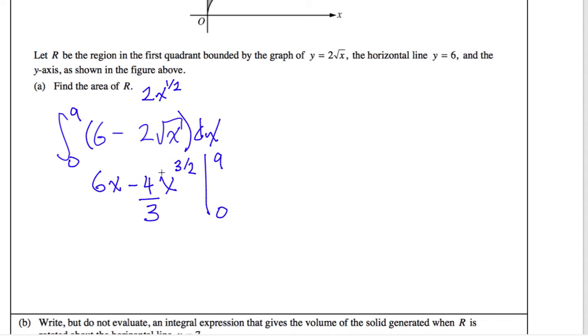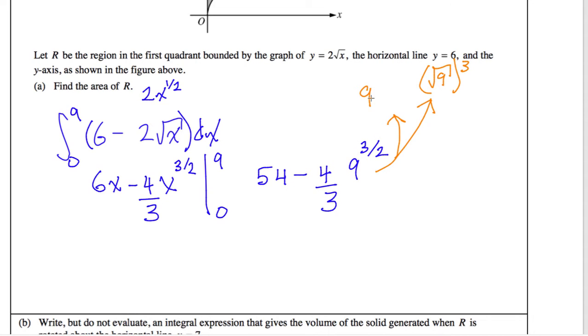Anyway, so when I plug in 9, I get 6 times 9. I'm just going to write 54. Minus, and then 4/3 of 9 to the 3/2. How do I do 9 to 3/2? As a bit of review, this guy is going to be square root of 9 to the power of 3, because 1/2 is square root. That was a horrible explanation.